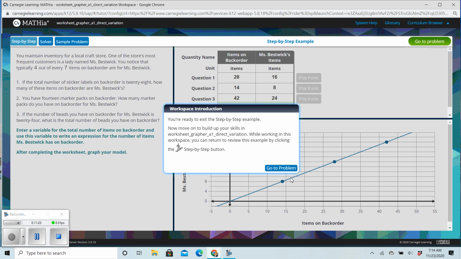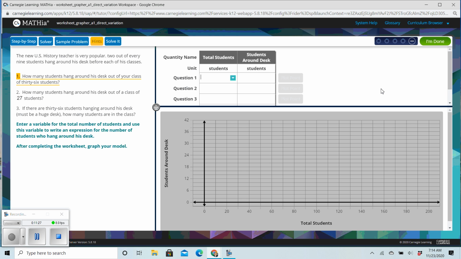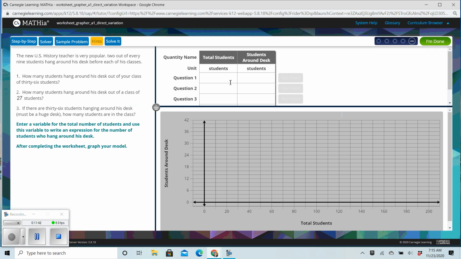So at this time, it is your time to go into your problem. So again, these are the things that they're testing you on. They want you to know if you can calculate your input value. They want you to know if you can write an expression in any form, enter given, and then place points. So these are all based on all of these things that we just did. Again, if you need any help, you know we are here. Please get started, and we will help you through.